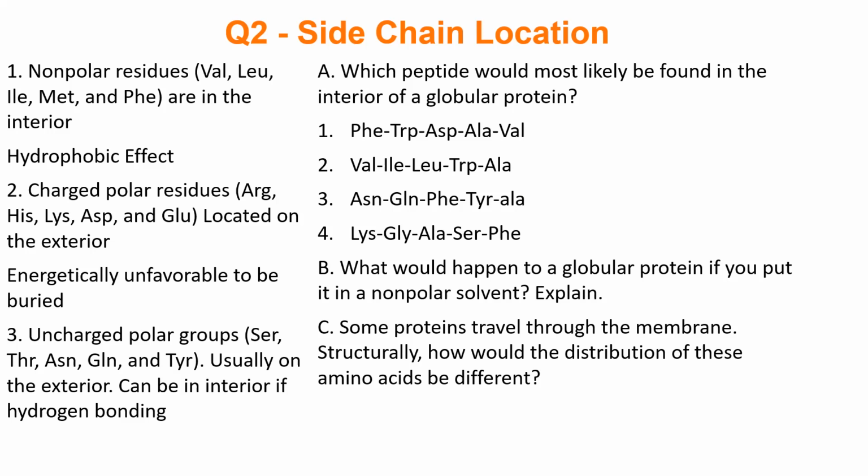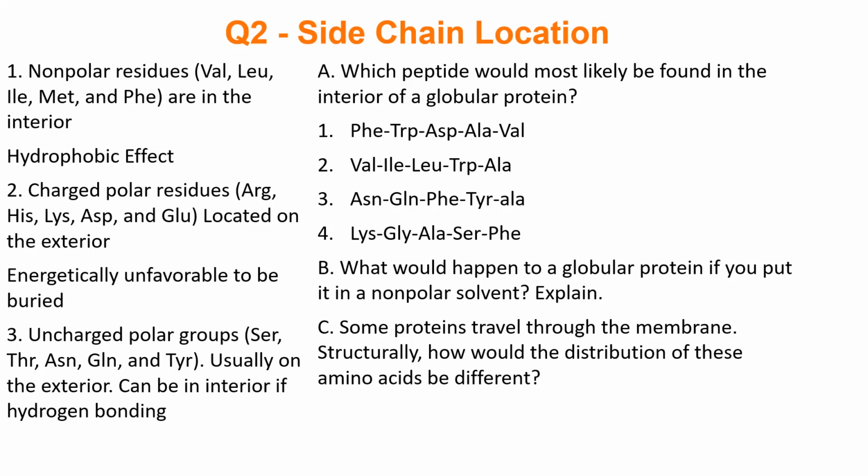It does happen, but usually when it happens, they're either interacting with something or they're not charged anymore. So for the most part, these are not found on the inside. Polar groups, like I said, they're usually on the outside. And you will find these on the inside more often than your charged amino acids, because as long as they're hydrogen bonding with something else, they can be on the inside of a protein.